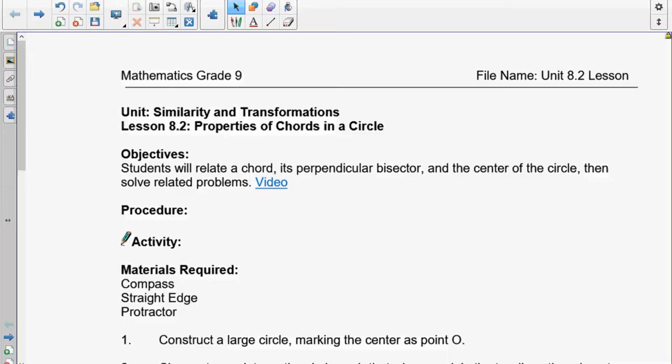Good morning, grade 9s. Today we're going to look at lesson 8.2, which is the properties of chords in a circle. Now, these properties are very, very important for you to understand and to memorize because they are going to give you the tools that you need in order to solve the questions that you're going to be given.